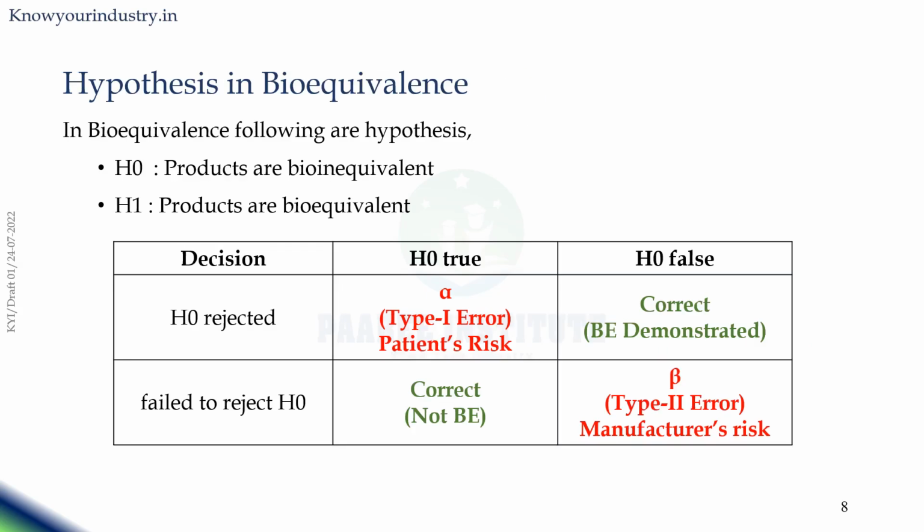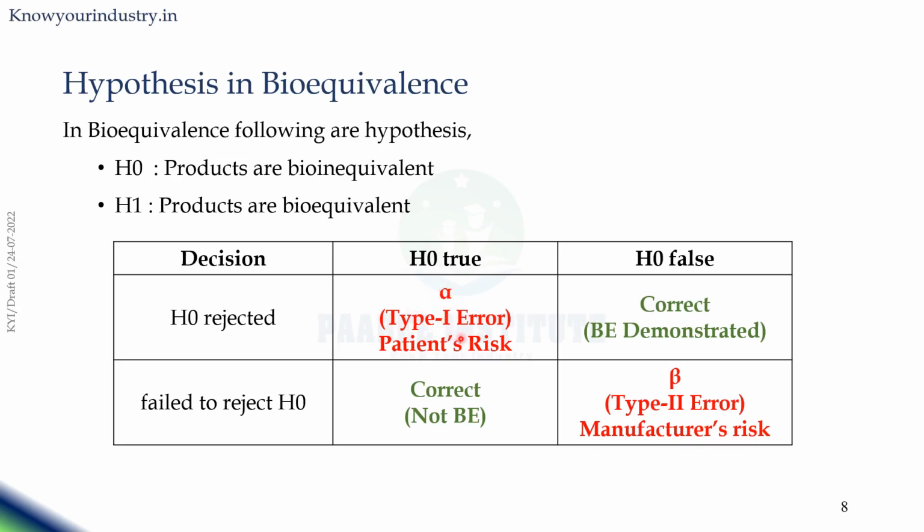In case of bioequivalence, how does the hypothesis work? There are two possibilities, that is H0 and H1, the null hypothesis and the alternative hypothesis. The null hypothesis is that the product is bioinequivalent, and the alternative hypothesis is that the products are bioequivalent. In this case, there is a type 1 error, that is the patient's risk. So when you fail to reject the null hypothesis, that is not bioequivalent, the actual correct decision can happen, and there is a possibility of false positive results, that is type 1 error can happen, where the product shows bioequivalence wrongly. So that is called patient's risk.